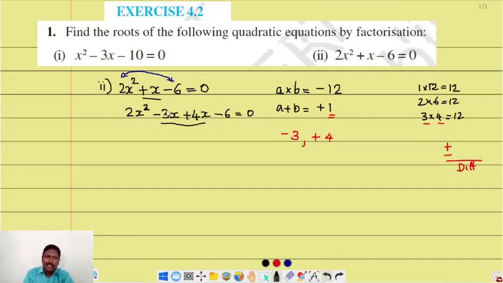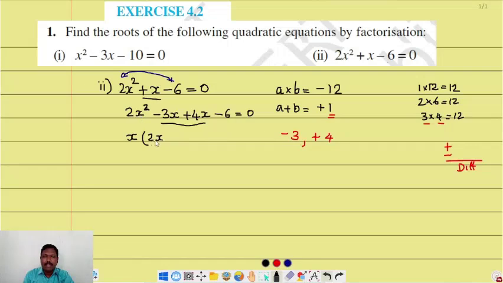Now take common term from these two. See what is common in these two, 2x square minus 3x, only x is common there, so we can take x common. Okay, so x into what we have next, 2x.